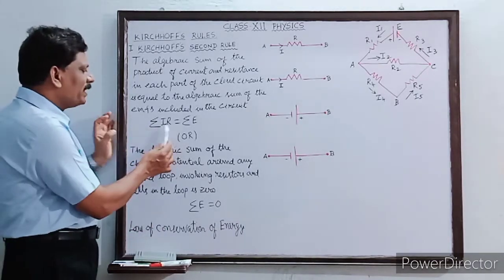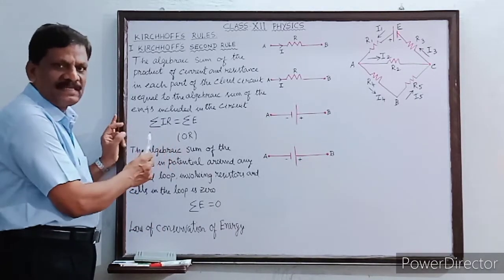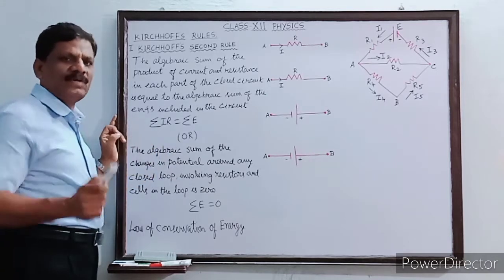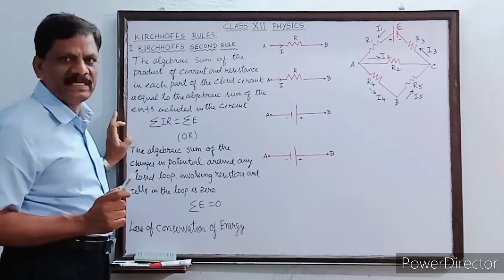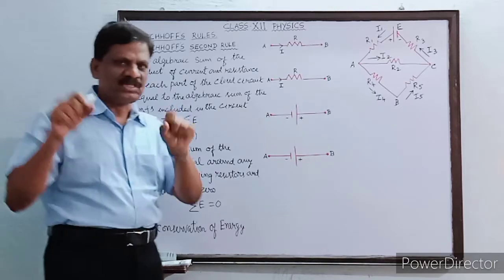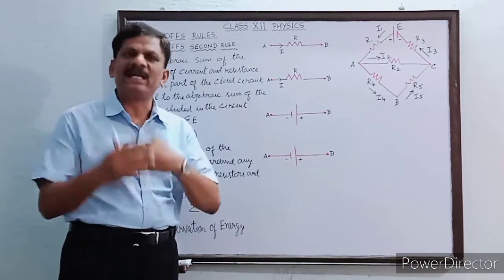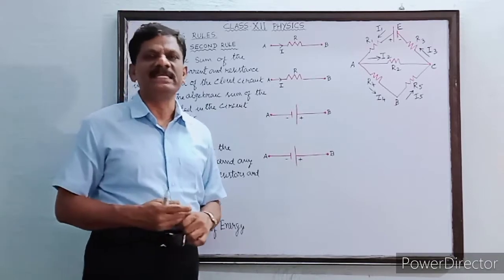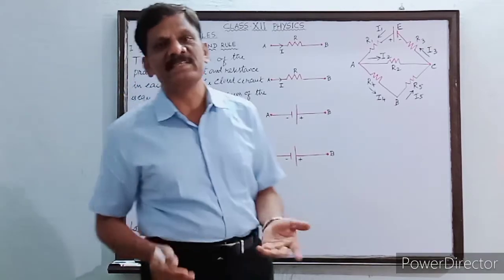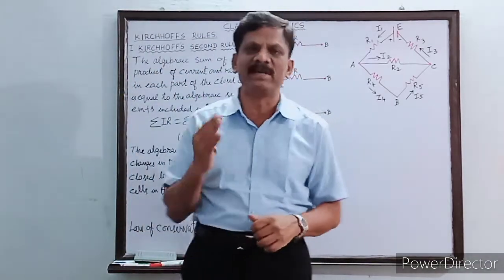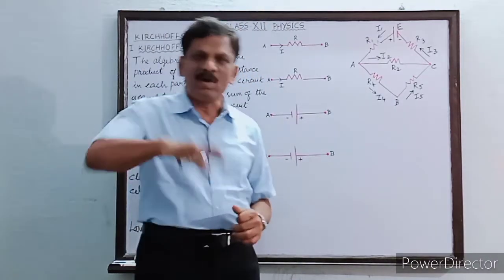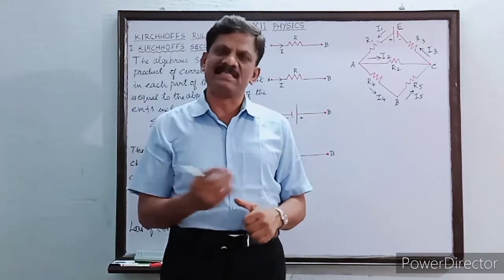I into R means what? Product of current into resistance. So if it is a network, there will be so many closed loops in that network. In every closed loop, we have to find out the product of I into R, and we have to add them. That is called sigma I into R. In words, it is called the algebraic sum of the products of the current and resistances.